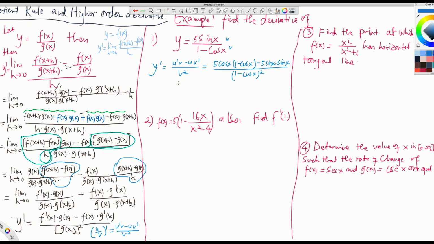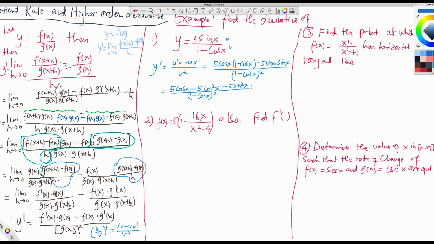So what do you get? If you simplify, let me distribute that 5 cosine x. 5 cosine of x minus 5 cosine square x, and then minus 5 sine square x. You see that? 5 cosine x times 1 is 5 cosine x. 5 cosine x times negative cosine x is minus 5 cosine square x. And minus 5 sine x times sine x is minus 5 sine square x. Divide by 1 minus cosine of x, squared.